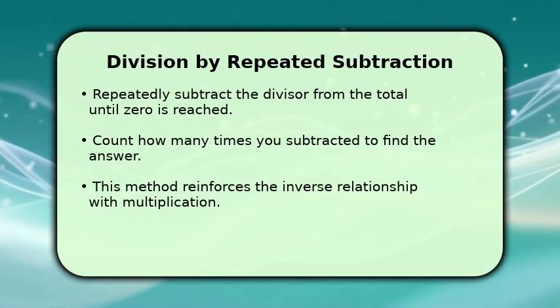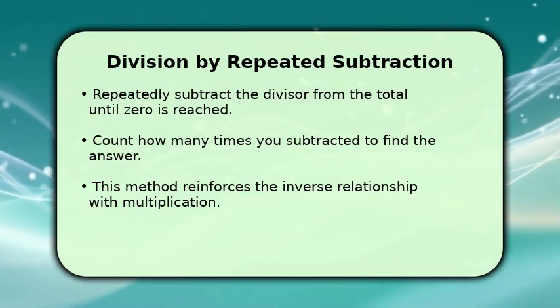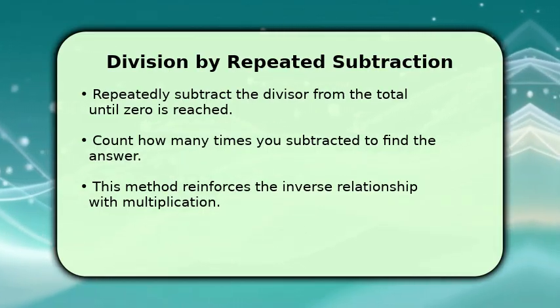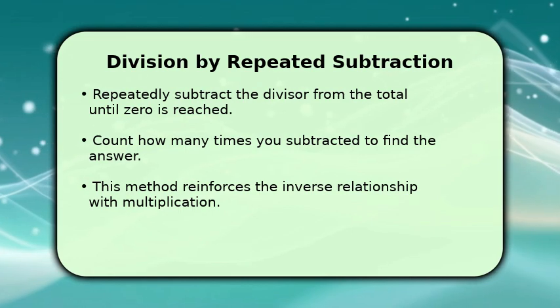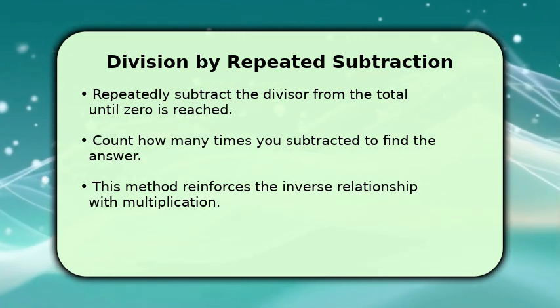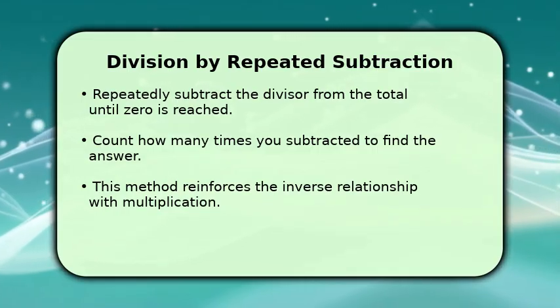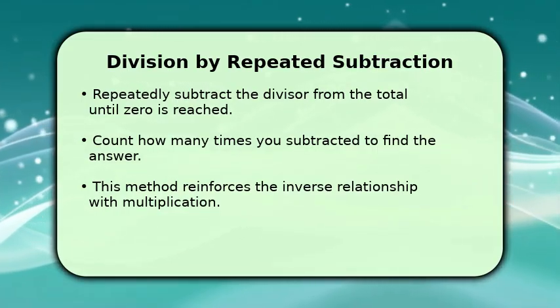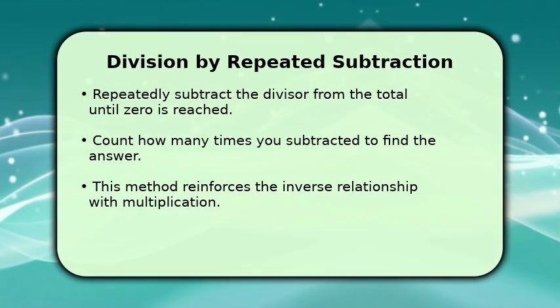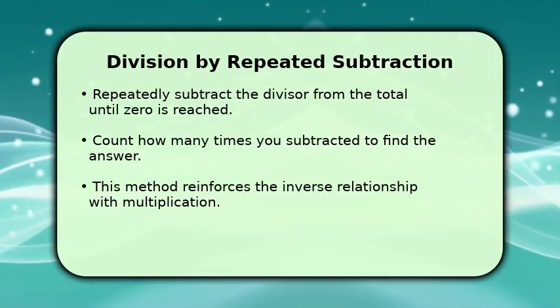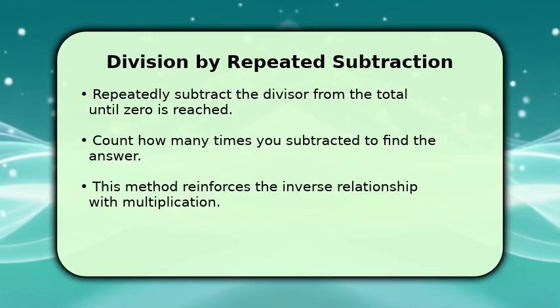Another excellent way to understand division is through repeated subtraction. Let's say you want to divide 15 by 5. You start with 15 and subtract 5, leaving 10. Then subtract 5 again, leaving 5. Finally, subtract 5 one more time, reaching 0. You subtracted 5 3 times, so 15 divided by 5 is 3. This shows how many groups of 5 are in 15.